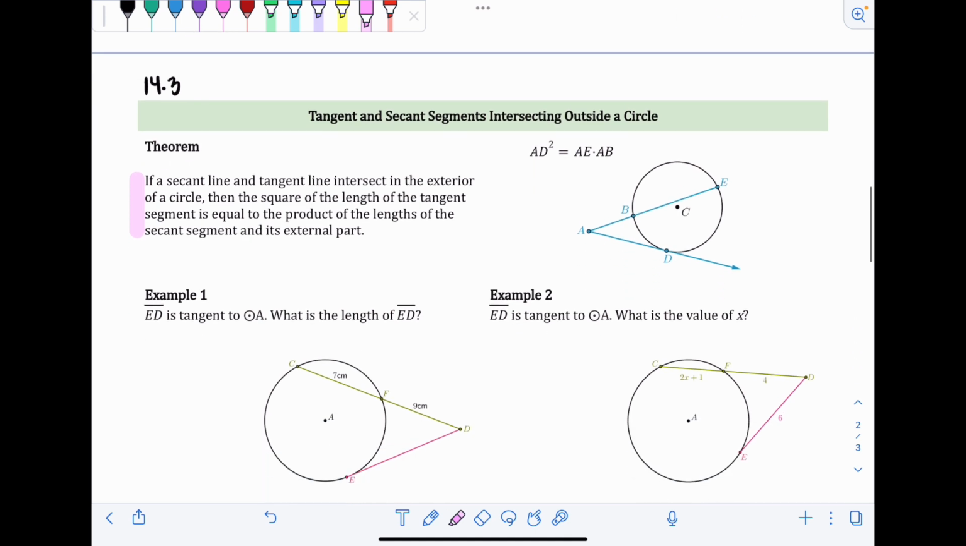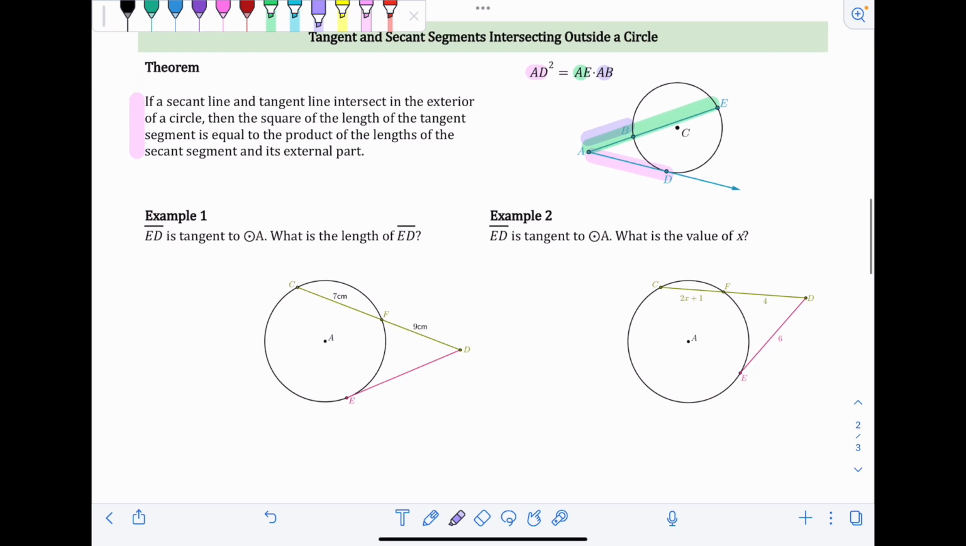I wrote a formula version of what that's saying. So the tangent segment is AD and the secant segment is AE. What this theorem is stating is if we take AD, the tangent segment, and we square it, that's going to be equal to the product of the secant segment, AE, and its external part, which is just A to B.